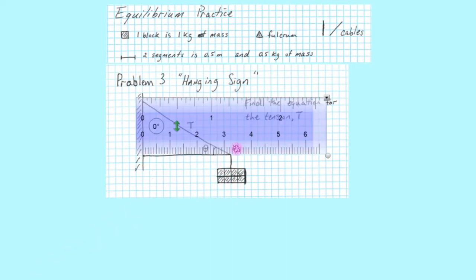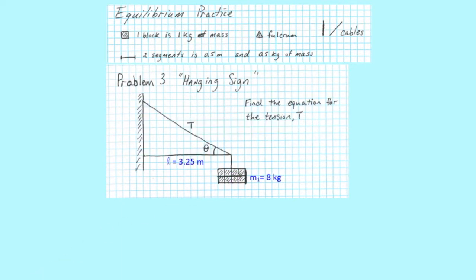the wall. Using the scale, we find out that the pole itself is around 3.25 meters long based on what the scale tells us. And it's around 3.25 kilograms based also on the scale. The sign itself is 8 kilograms.